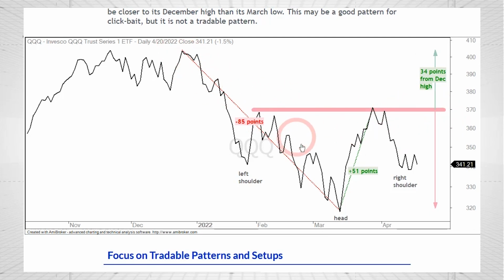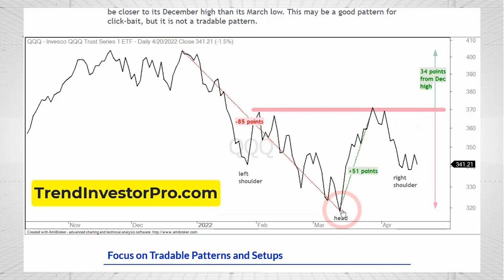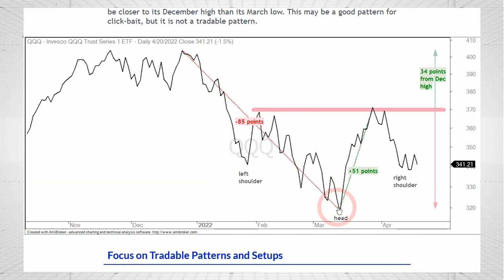But I've got a couple problems with this pattern. First of all, this decline is 85 points, and if you look at the height of the head and shoulders, it's 51 points. So the height of the pattern is more than 50% of the prior decline. A head and shoulders is supposed to be a major reversal pattern, and the fact that the pattern is more than half of the prior decline means it doesn't really look like a reversal pattern to me. It's too much of the prior decline.